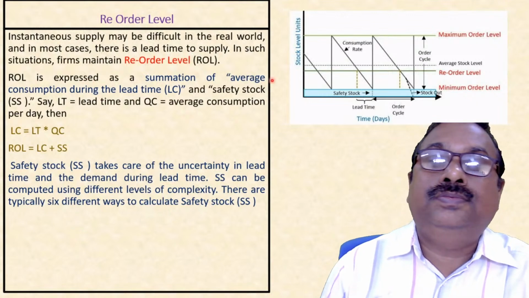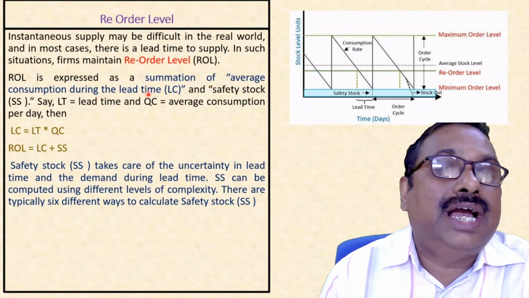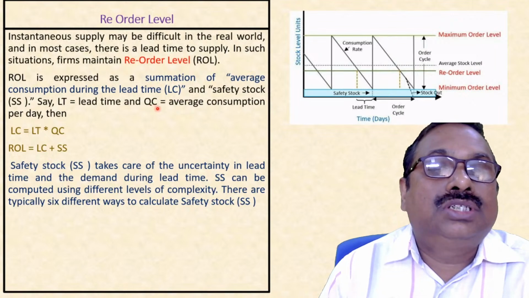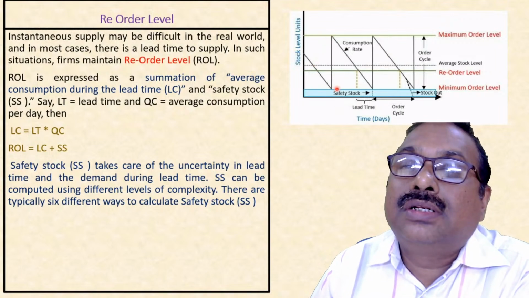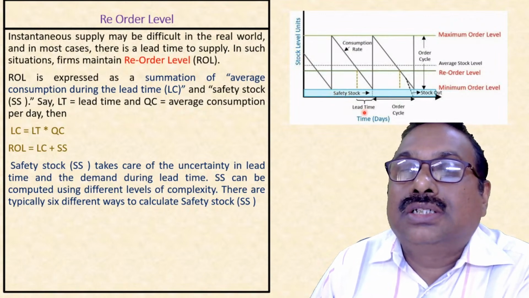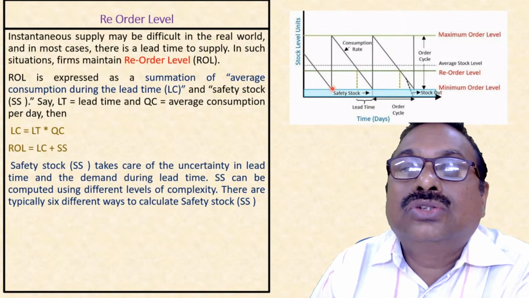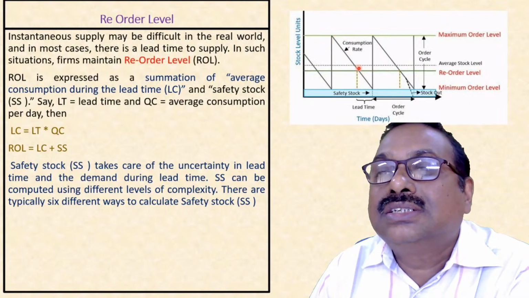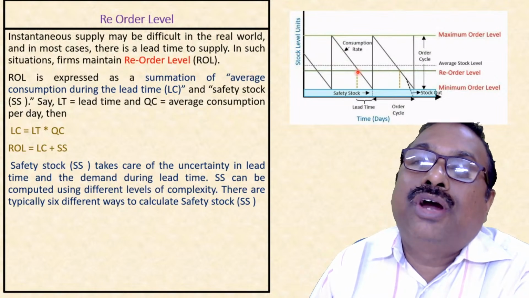Then your reorder level. Reorder level is expressed as the summation of average consumption during the lead time, LT into QC, and safety stock, where LT is lead time and QC is average consumption per day. You see this curve, right? This is our maximum level. Suppose here we keep some safety stock. This is the demand pattern: on the X-axis you have time in days, on the Y-axis you have stock level. Suppose here the order comes, the material comes. This is the Q, so it increases. This is the consumption rate. As time increases, this decreases. So this level is your reorder level. That means when the material reaches this point, you place an order.